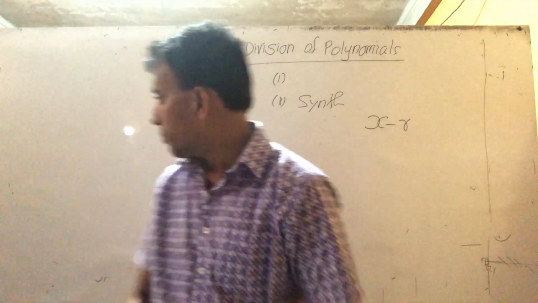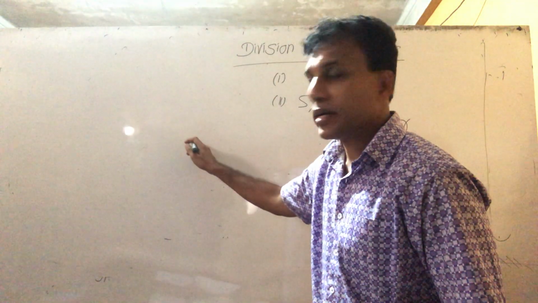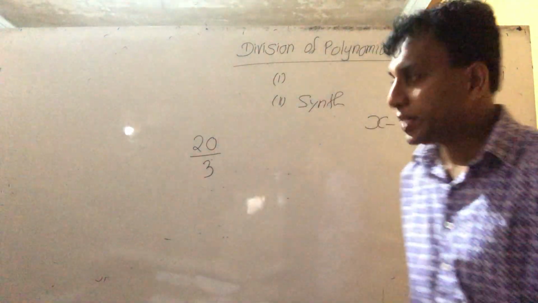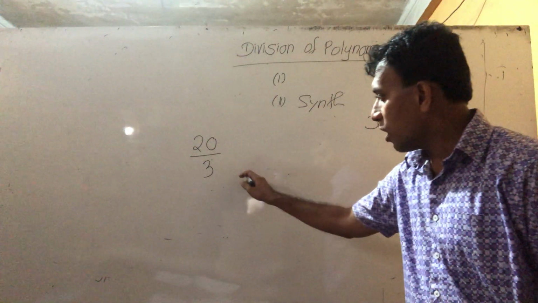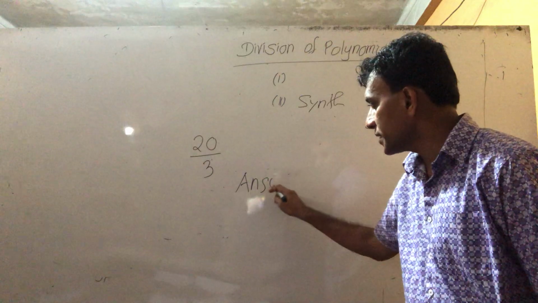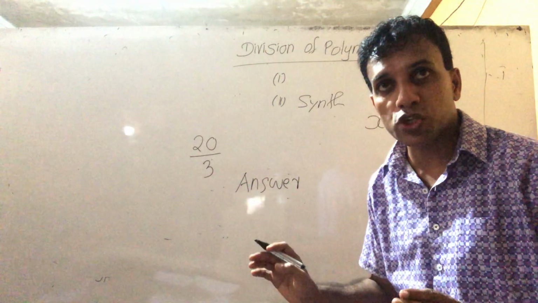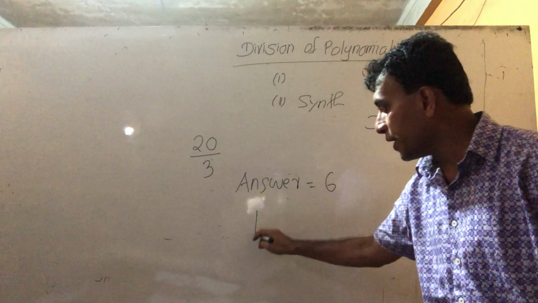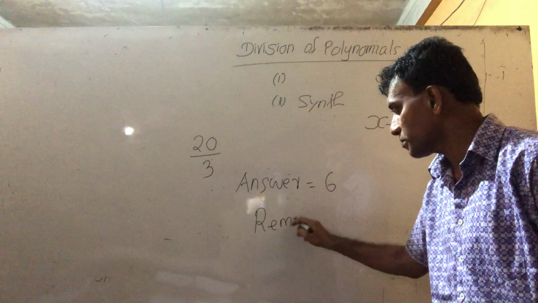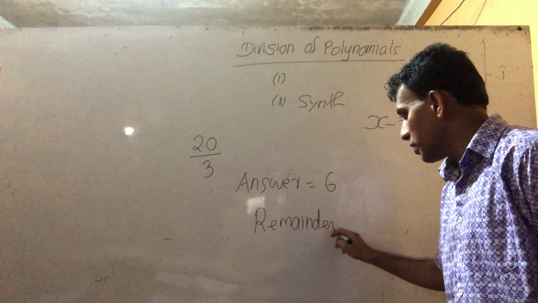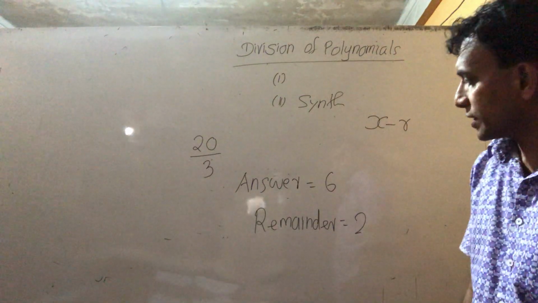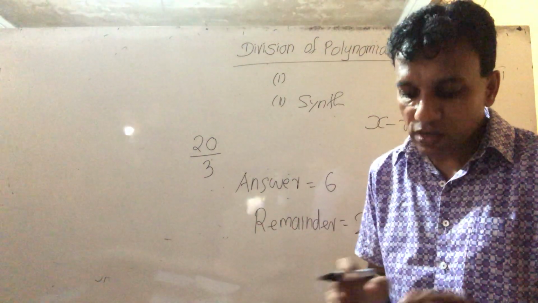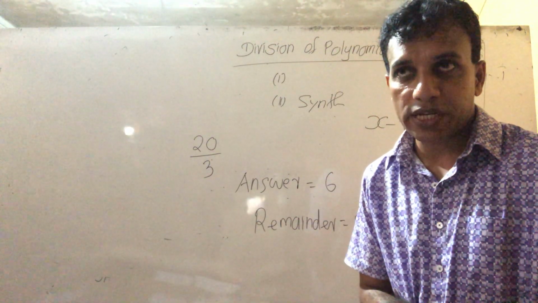See, for example, take 20 divided by 3. The answer, that means the solution, is 6, is it? Answer is 6, and the remainder, or the balance, is 2. So here in advanced maths, the term we use for the answer is quotient. Quotient is the answer, right?